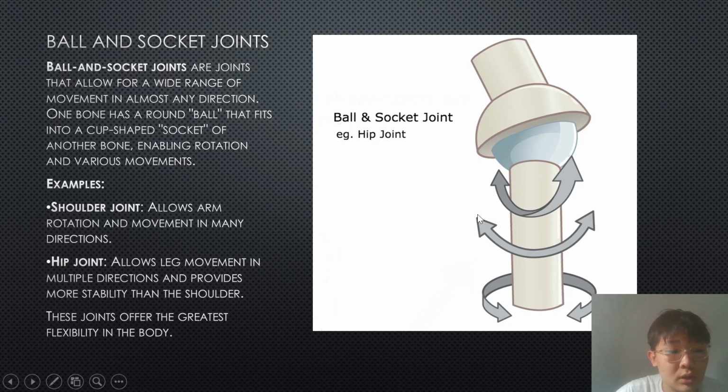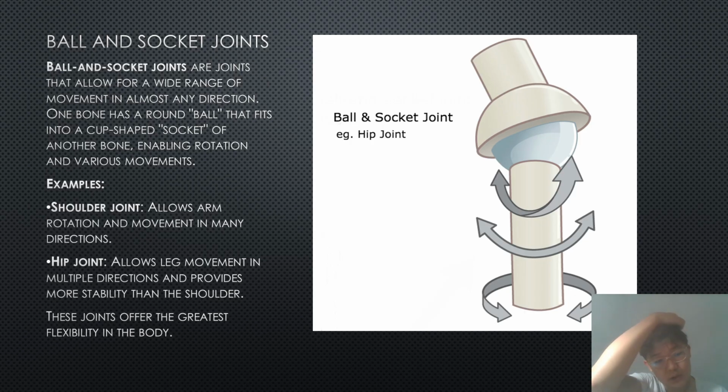Ball and socket joints allow rotational movement and movement in many directions. Example: shoulder and hip joints, which provide a wide range of motion.